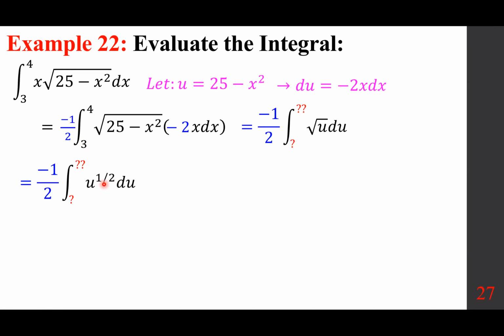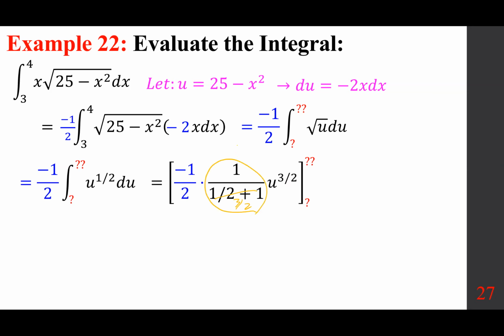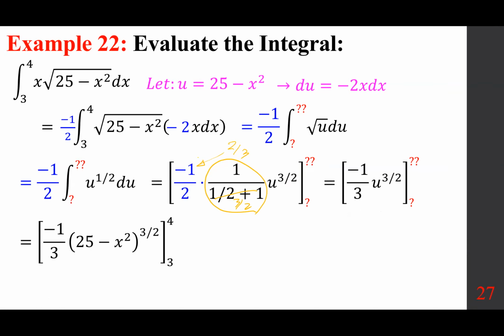so I can use the power rule. This number remains. This is 1 over 1/2 plus 1, u to the power of 1/2 plus 1, and 1/2 plus 1, as you see, is 3/2. And 1 over that is 2/3. We want to multiply the 2/3 by negative 1/2, which results in negative 1/3. I still have not written the limits, so I'm going to go back to the original variable, original limits. I can do the math, and I'm done.